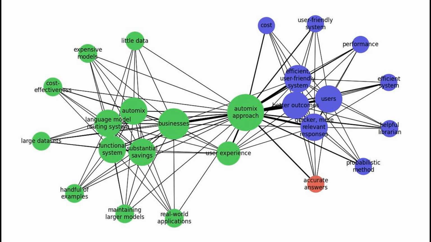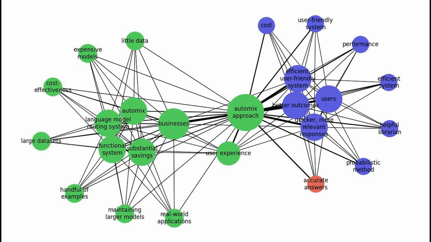Imagine being able to set up a whole bakery with just a few basic ingredients. This means businesses don't need to invest heavily in large data sets for expensive models right away. So they can start small, using only a handful of examples to create a functional system. This can lead to substantial savings, as it can avoid the costs associated with maintaining larger models unless absolutely necessary. Now, in terms of user experience.